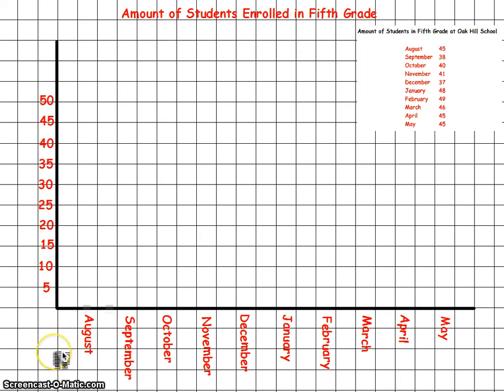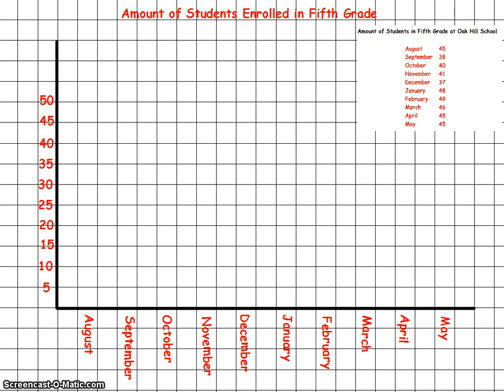Okay, so now I want to start plotting my data points, and all of my data points are found here on my chart. I'm going to start with August. August had 45 students. So let's see here. I'm going to go with August, 45.